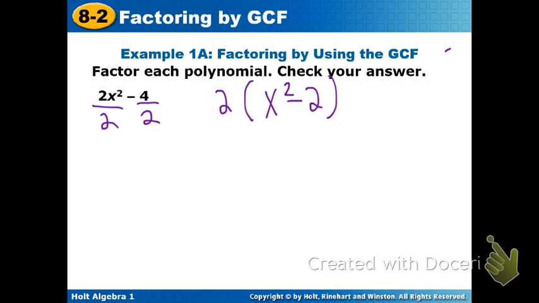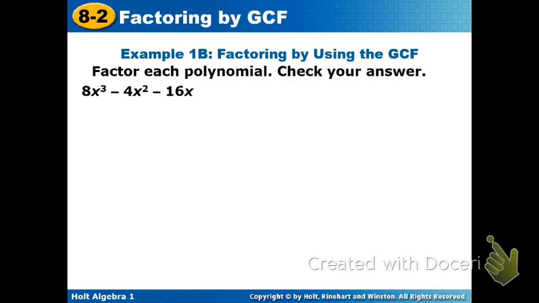So I started with 2 terms. I ended up with 2 terms inside the parentheses. That's what I was talking about. Okay. Now, can you check this to make sure your answer is right? Yes. Sure. If you were to distribute that 2 back in there, are you going to get what we started with? Yeah. So you can check these. Questions on that?